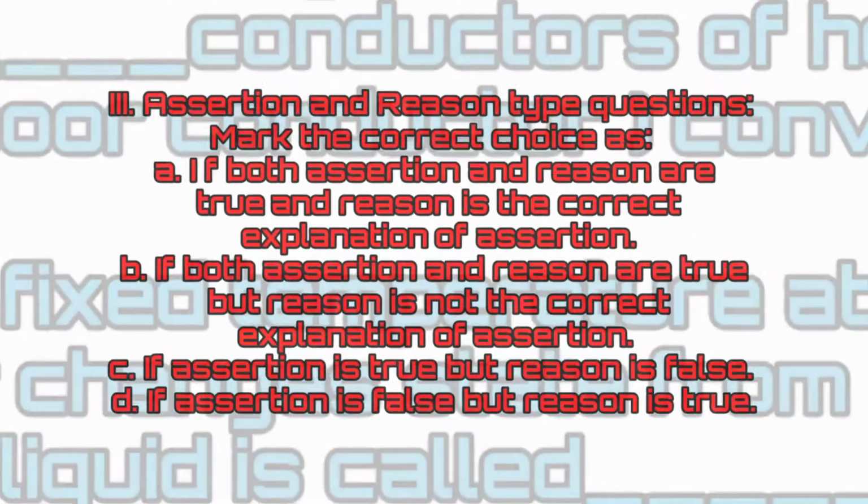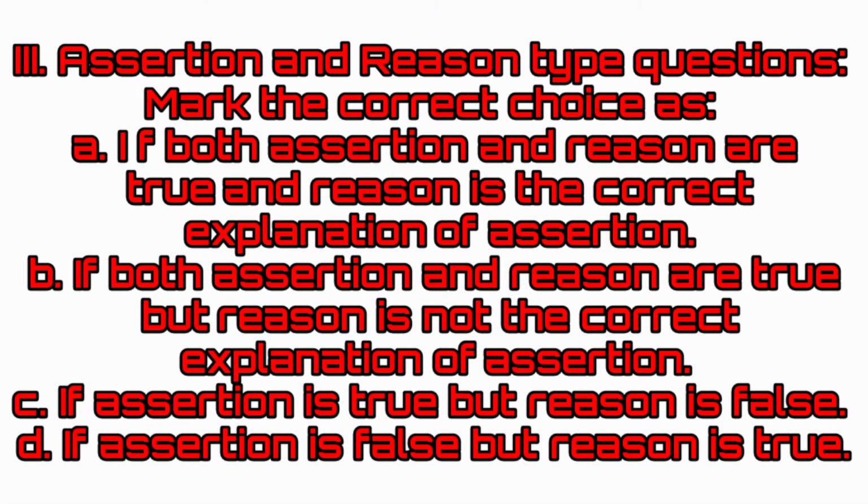Assertion and reason type questions. Make the correct choice as here 4 options are given. Option A, if both assertion and reason are true and the reason is the correct explanation of assertion. Option B, if both assertion and reason are true but reason is not the correct explanation of assertion. Option C, if assertion is true but reason is false. Then last option is D, if assertion is false but reason is true.